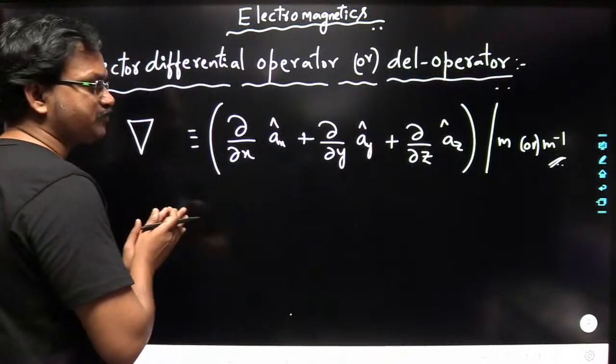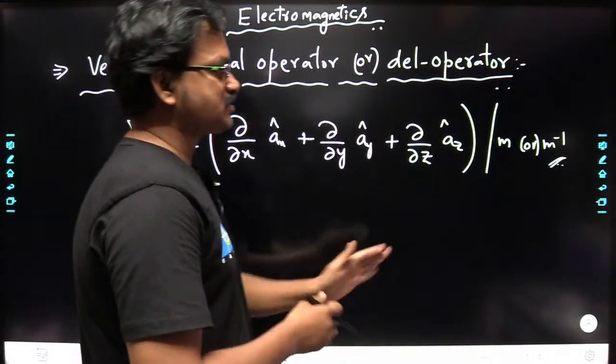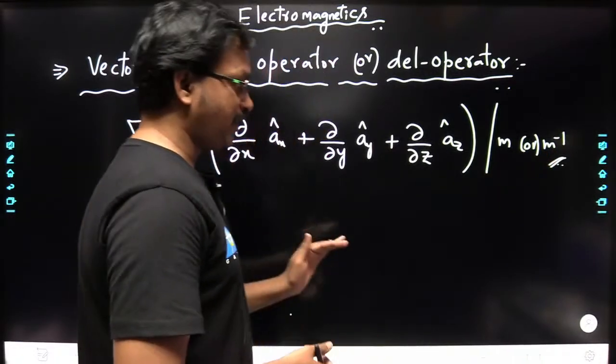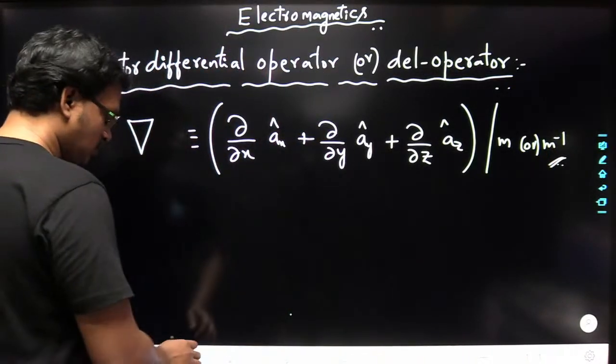So the unit of this vector differential operator is per meter, or meter inverse. Now see here.